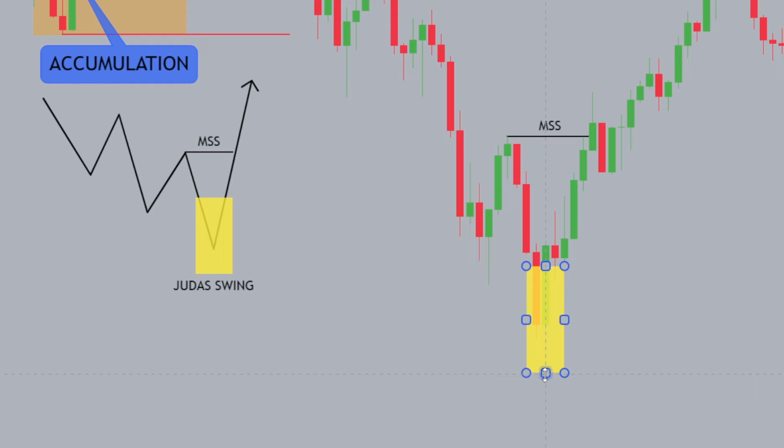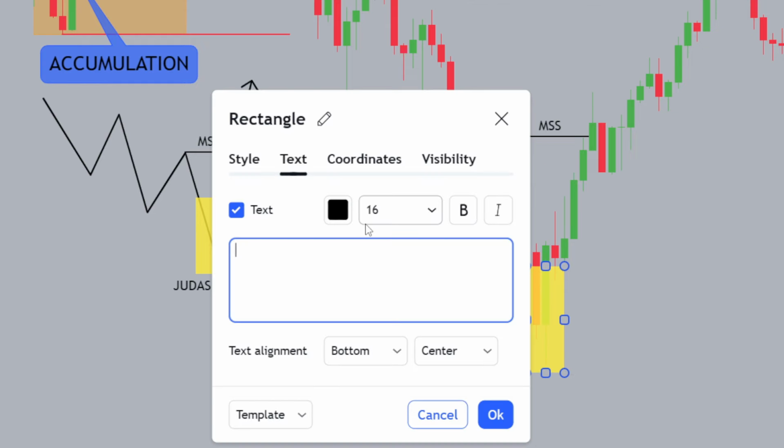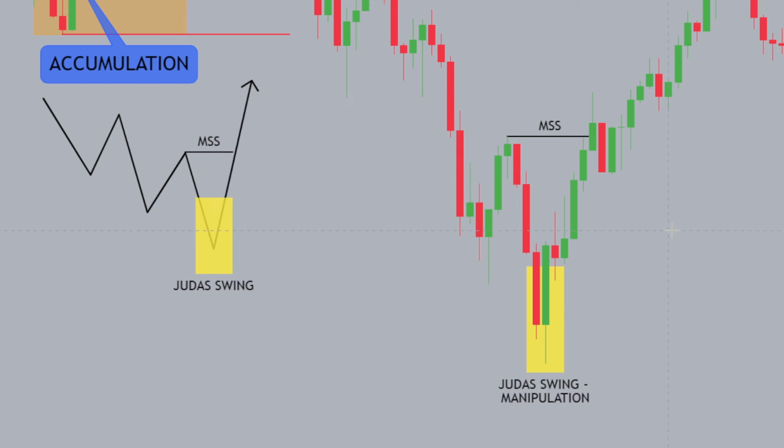This here is the ICT Judas swing. So the question I often get from students is, "Liquid FX, how do you actually determine the Judas swing or the manipulation? How do you not get swept out? How do you know it's a manipulation? How do you know this is going to be the true manipulation?"